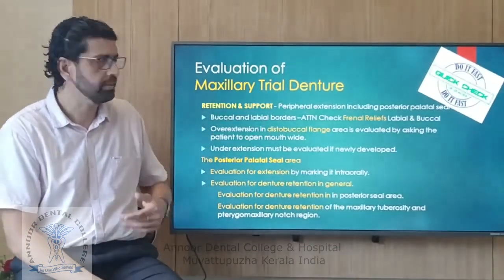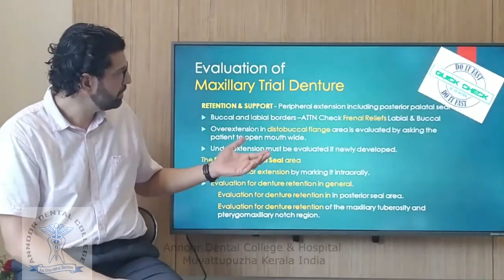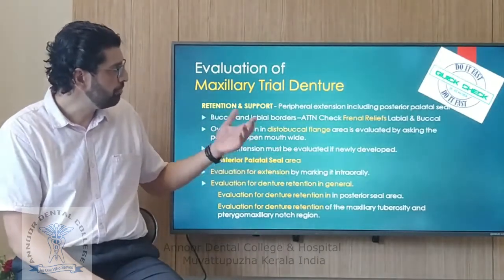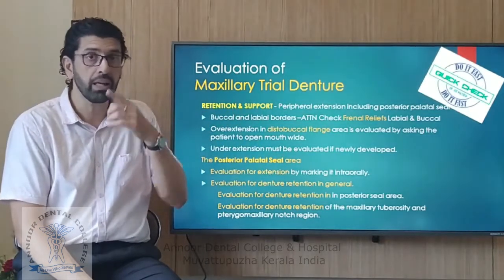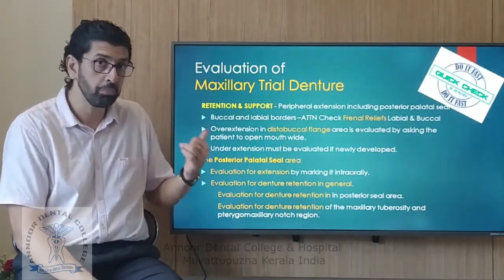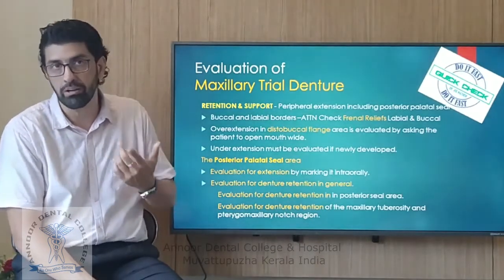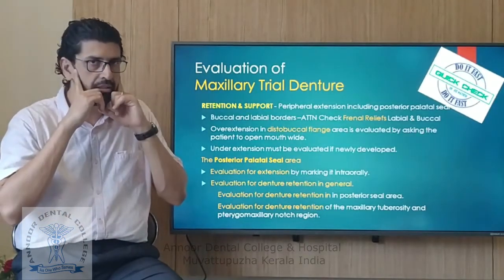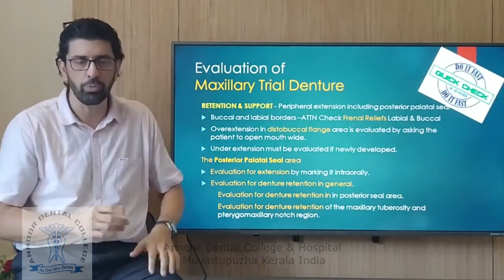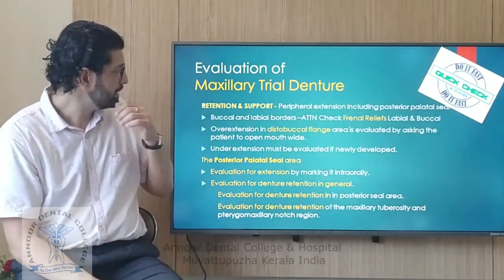Evaluation of the maxillary trial denture. Again, the same thing. You're looking at retention and support, you're looking at all the peripheries, the extensions, the frenum reliefs, right? The important aspects here, again, I hope you've checked it in the jaw relation, but an important aspect to check is the overextension in the distobuccal flange. You want to ask the patient to open the mouth wide, and if there is a displacement of the denture or pain, you will know the distobuccal flange area of the maxillary denture is overextended.